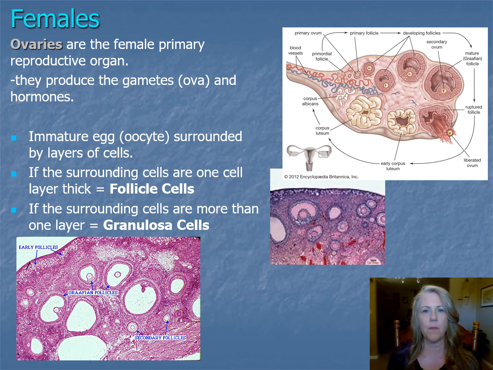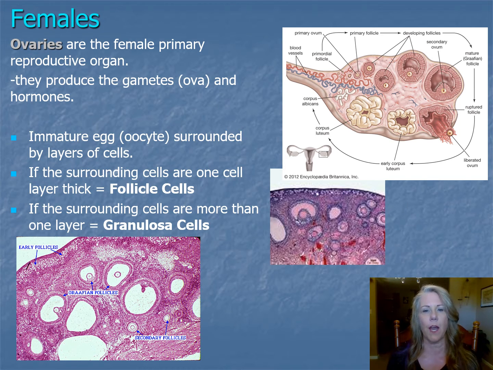Okay, now we're on to talk about the female. So females have the ovaries, and the ovaries are the female primary reproductive organ. They produce the gametes, the ova, and the hormones. Now we're going to talk a little bit about the eggs inside the ovaries.